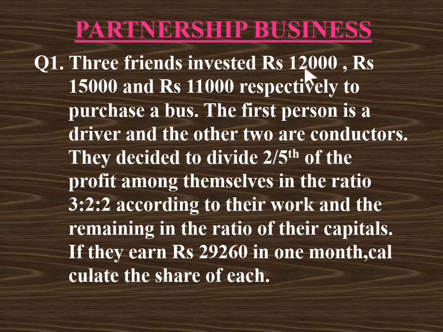So here in this question, rupees 12,000, rupees 15,000 and rupees 11,000 are the capitals of the three friends. Before starting the business, they have decided that they will distribute 2/5 of the profit in the ratio of 3:2:2 and the remaining profit in the ratio of their capitals. And this is the total profit they have earned in 1 month, that is 29,260. So let's calculate how much they get. Let's solve this question.